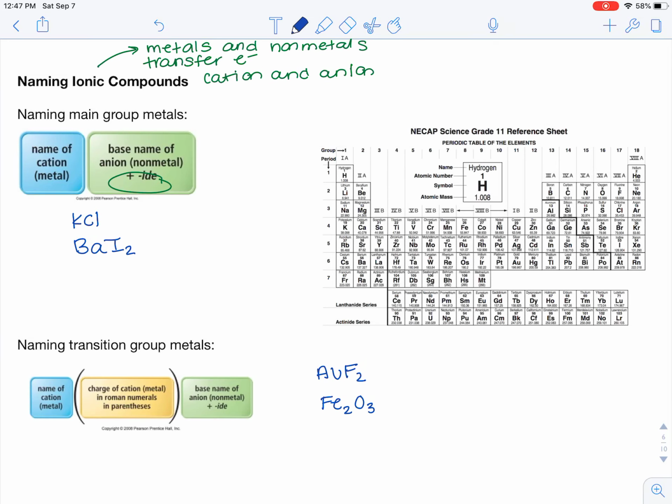Naming ionic compounds. There's a systematic way of naming ionic compounds of different metals with a nonmetal. It's important to identify, first, that it's ionic, so you see that there's a metal, whether it's main group or transition, with a nonmetal, whether that's a nonmetal by itself or it can be a polyatomic ion.